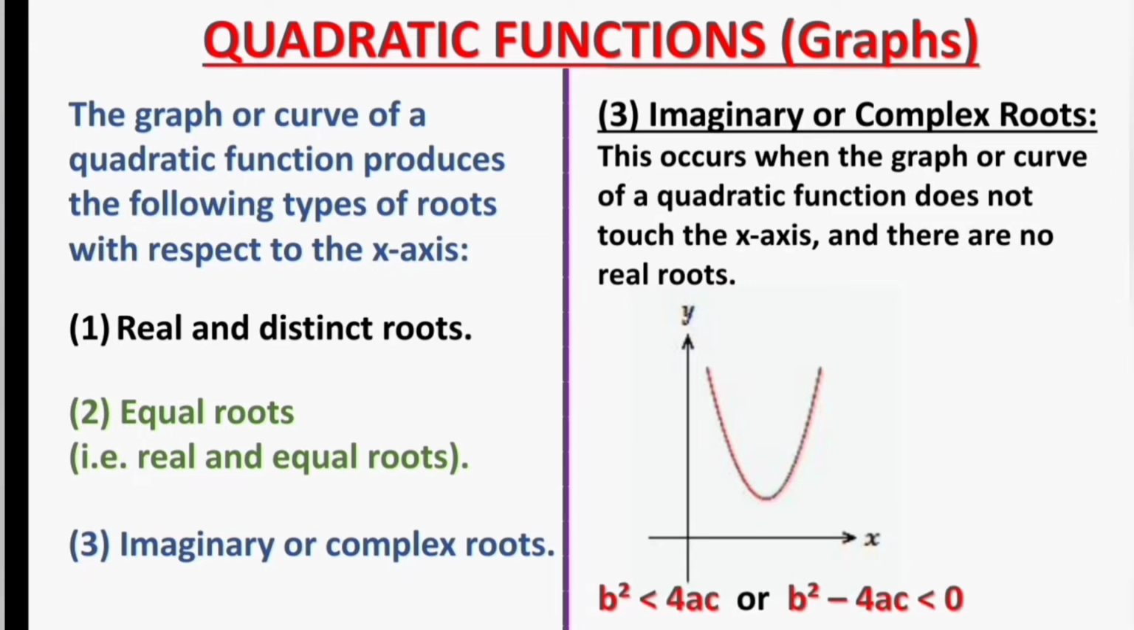We can tell that a quadratic function will produce imaginary or complex roots when b squared is less than 4ac, or when b squared minus 4ac is less than 0. Once again, a represents the coefficient of x squared, b represents the coefficient of x, while c represents the constant term in the general form of the quadratic function. I hope this idea is clear to you.